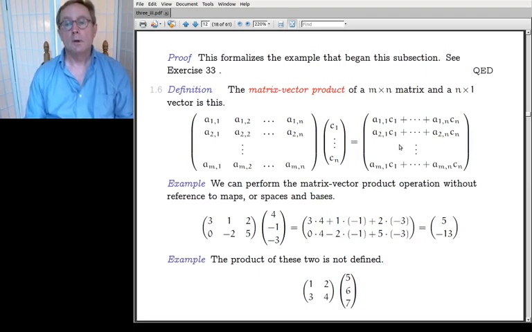First point. We can perform the matrix vector product operation without any talk about maps or spaces or bases. You absolutely can write down an arbitrary matrix and an arbitrary vector and combine them in the way that's defined in the definition there in the line above. And it so happens when you write down this matrix and this vector, you get 5, minus 13 for the components of the result, I hope. It's simply a mechanical process.